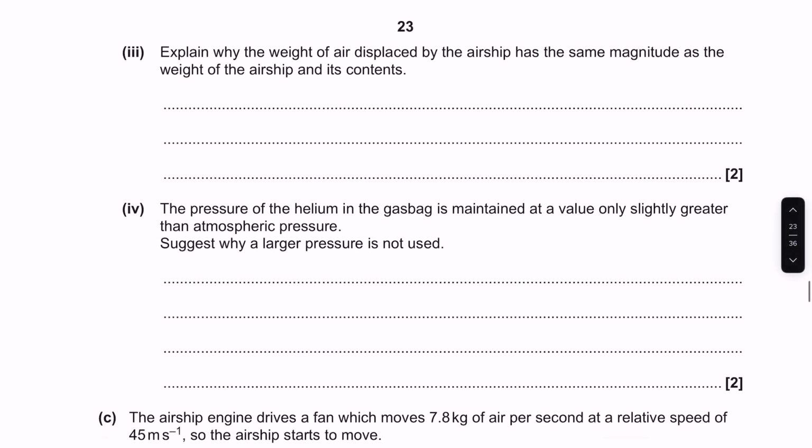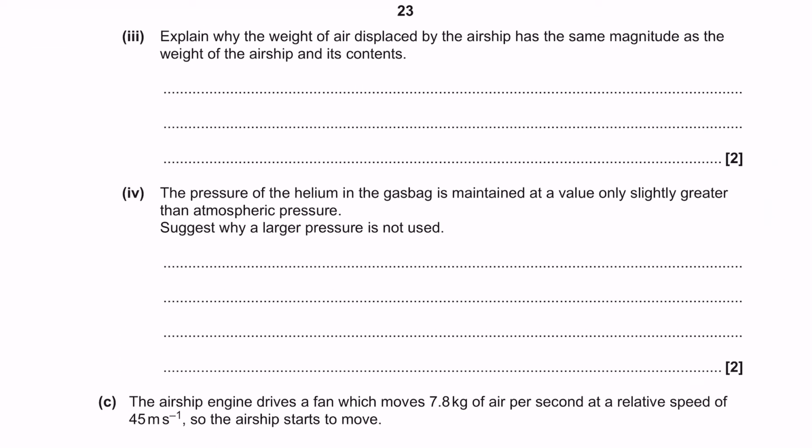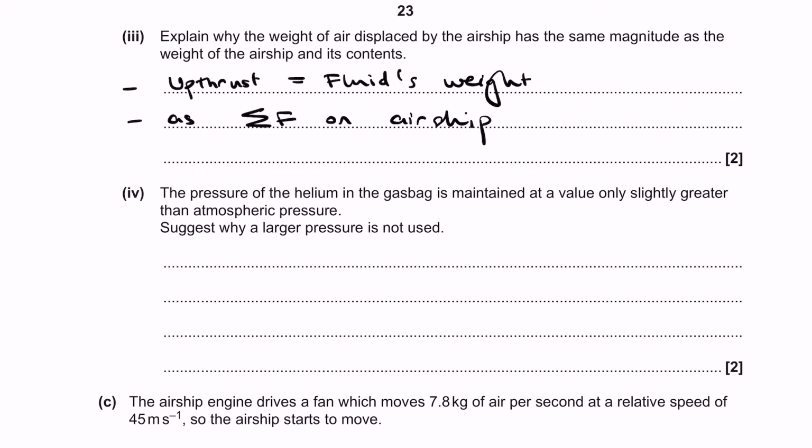Okay. Explain why the weight of air displaced by the airship has the same magnitude as the weight of the airship and its contents. So that's because the upthrust is the same as the weight of the air. And as the airship's resultant force is 0, the two forces, the upthrust and the weight, are therefore equal.